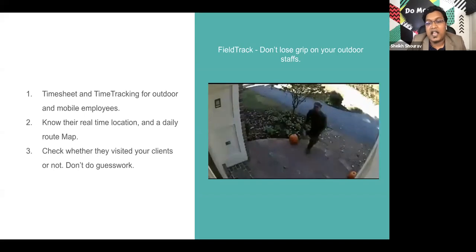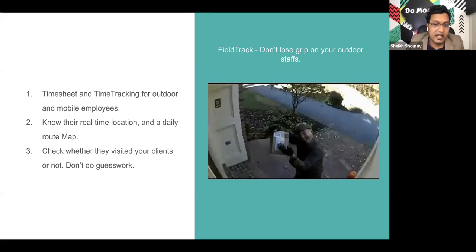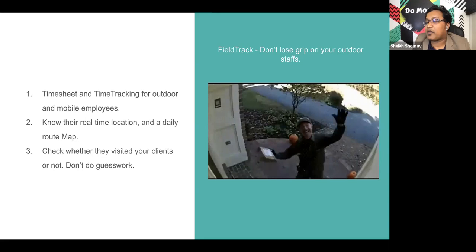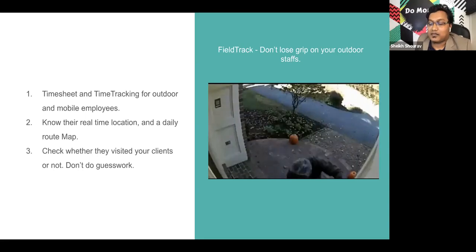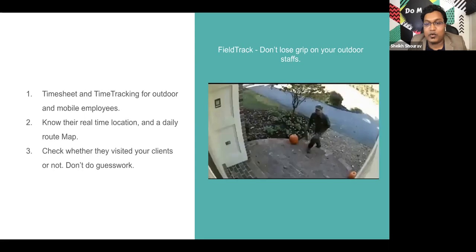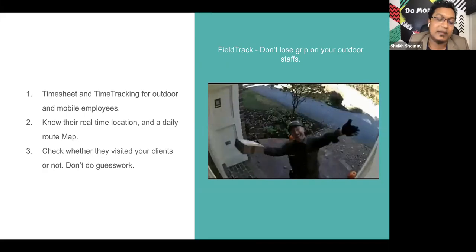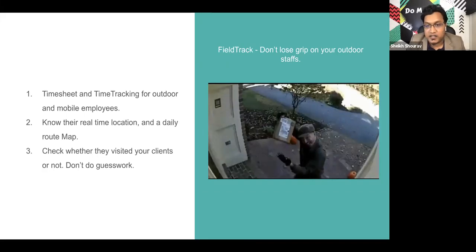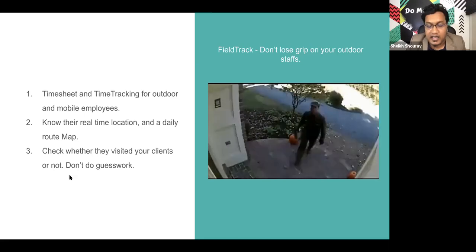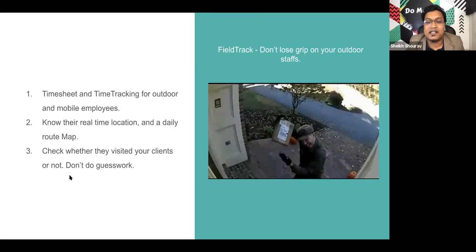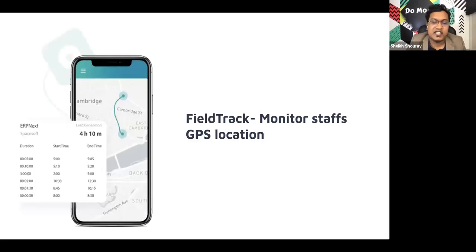Don't do guesswork. If you have 5 clients and ask them to go to those 5 clients, sometimes what we found in our statistics with our users is that some of the field workers don't go to all the clients. Why? Maybe some of your clients are rude and the field worker doesn't like them. So it very often happens that out of 5 clients, he will just visit 3 or 4 and skip 1. But if you have this enabled, then you can see whether he has visited everything or not. So Field Track monitors staff's GPS location, and you can track his location this way.